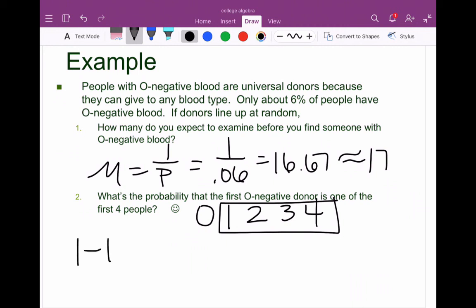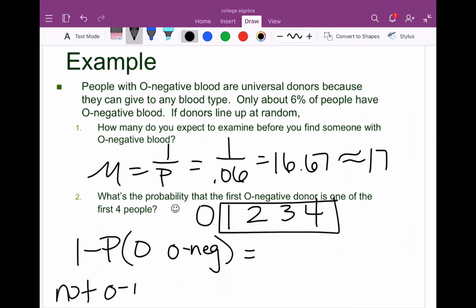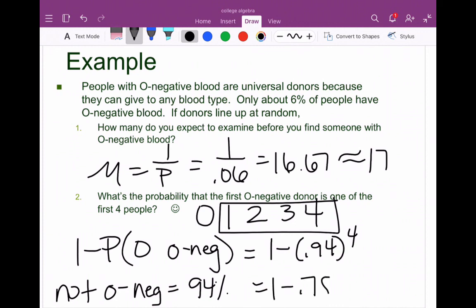So we would do 1 minus the probability of 0 O negative. So the probability that you're not O negative is 94%. So this would be 1 minus 0.94 to the 4th. So again, 1 minus because I'm taking out the 0, that's what I'm not including. The 94% comes from the probability of not having O negative blood. And the exponent of 4 is because we're looking at 4 people. So this becomes 1 minus 0.781 or 0.219, which is 21.9% of the time.